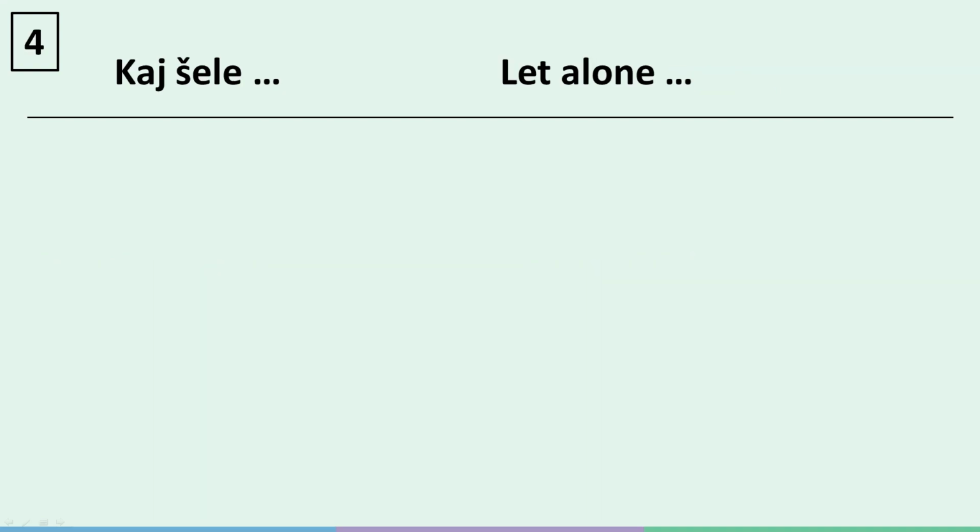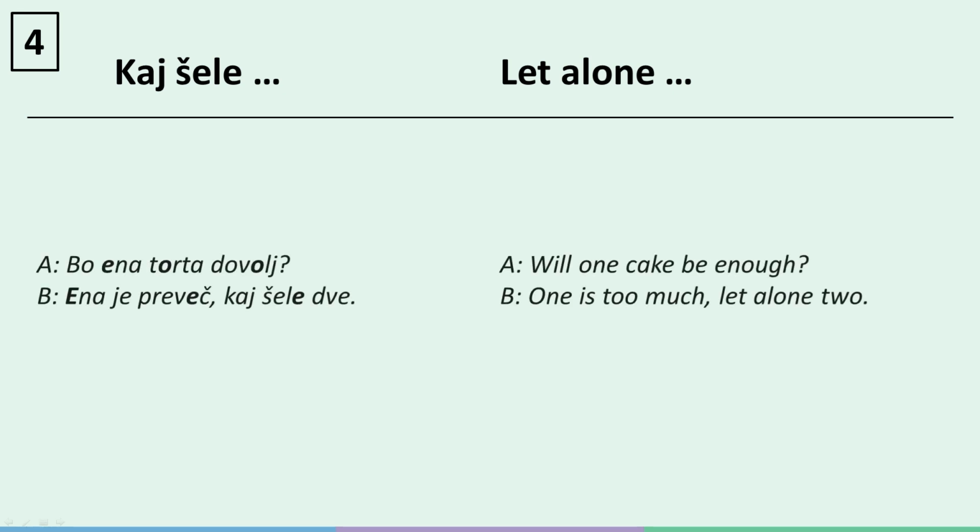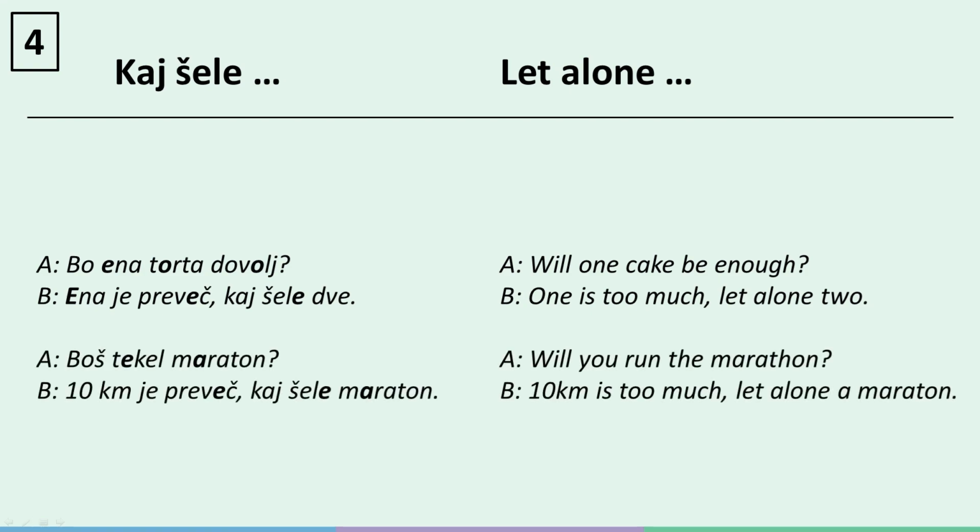Kaj šele means let alone. Bo ena torta dovolj? Ena je preveč. Kaj šele dve? Will one cake be enough? One is too much. Let alone two. Boš tekel maraton? 10 kilometrov je preveč. Kaj šele maraton? Will you run the marathon? 10 kilometers is too much. Let alone a marathon.